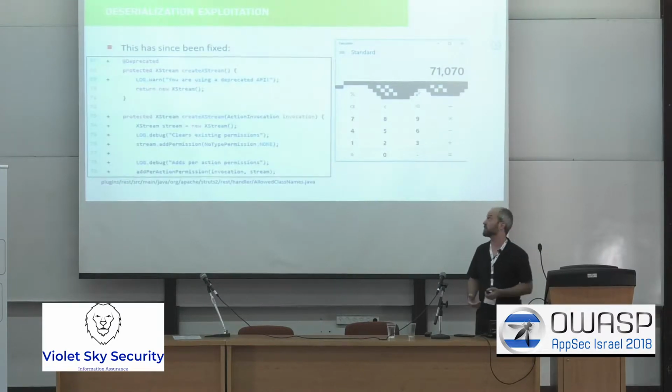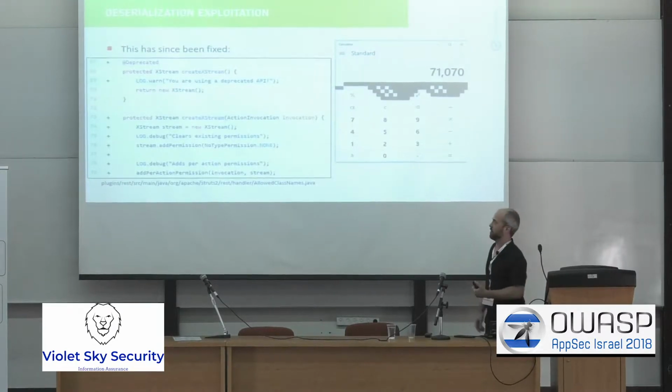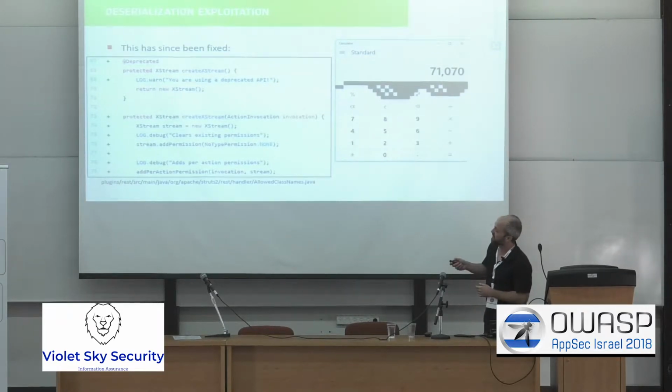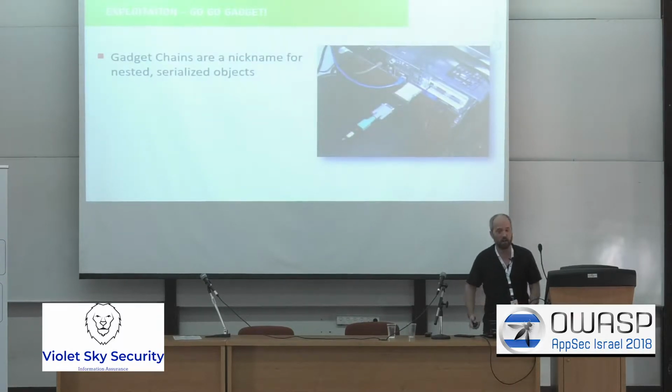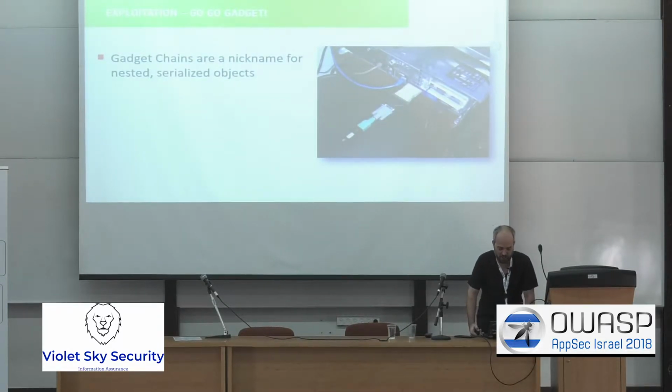This has been fixed since, obviously, hopefully. As you can see right here, the first thing it does is add the none permission, which means it revokes everything, and then it starts whitelisting additional objects that can be deserialized, which is a good approach. So let's talk about that gadget chain I just showed you.